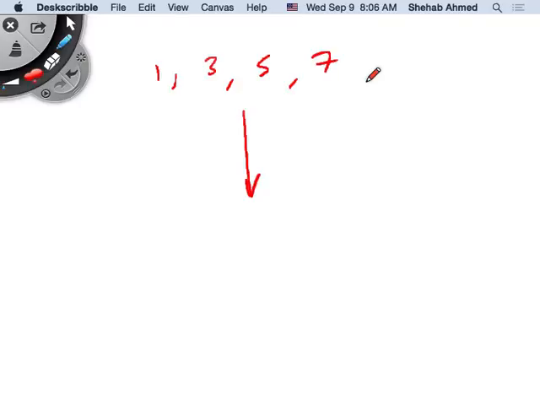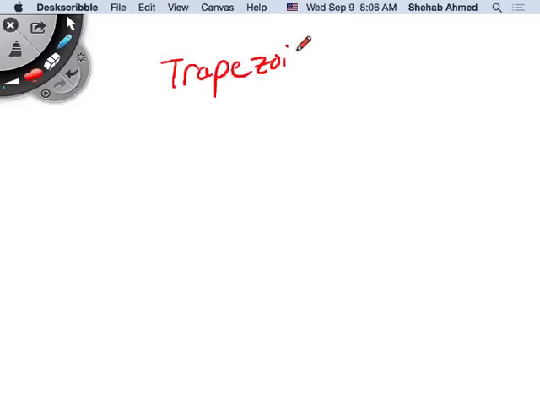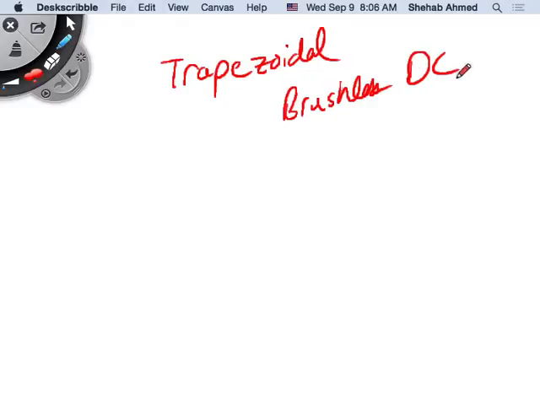Something that looks like that is actually what is called a trapezoidal brushless DC motor. It's also some permanent magnet machine. People generalize and call them permanent magnet machines.